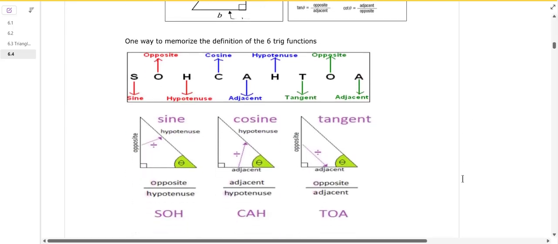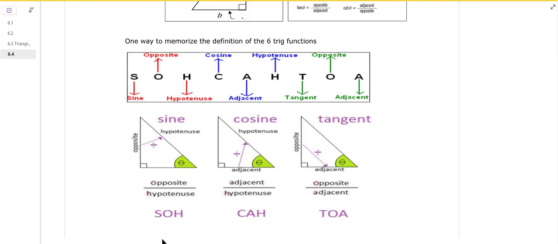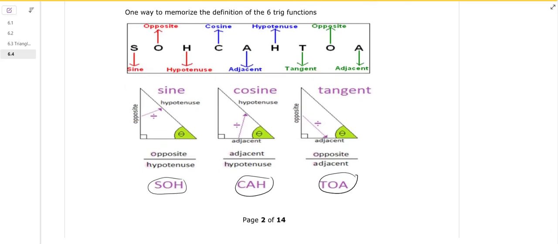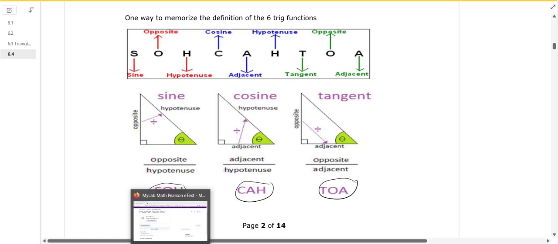The classic way to teach students is to think of this word, SOHCAHTOA. That's one way to think of this, and it's the most common way to do this. So the sine is S, opposite over hypotenuse. Cosine is adjacent over hypotenuse. Tangent is opposite over adjacent. There's a lot of different ways to learn this. I've seen many ways over the years.